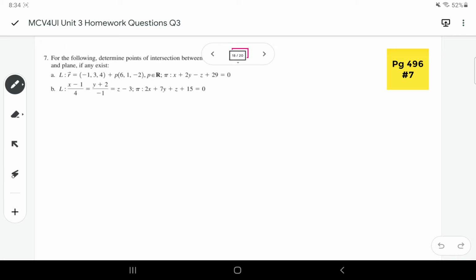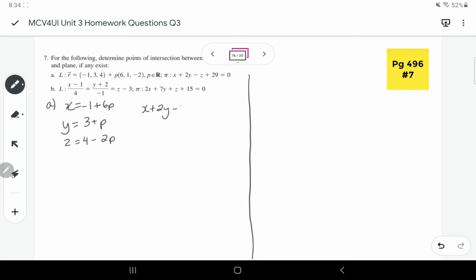So for A, we would remember we always want to have our line equation in parametric form. So x would equal -1 plus 6p, y is equal to 3 plus p, and z equals 4 minus 2p. And then we're going to have the plane, which is going to be in Cartesian form. x plus 2y minus z plus 29 equals 0.